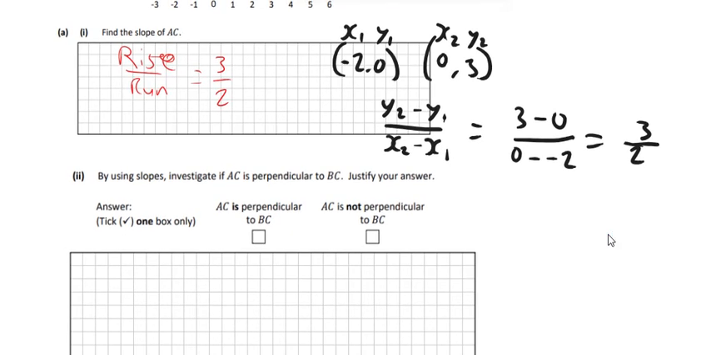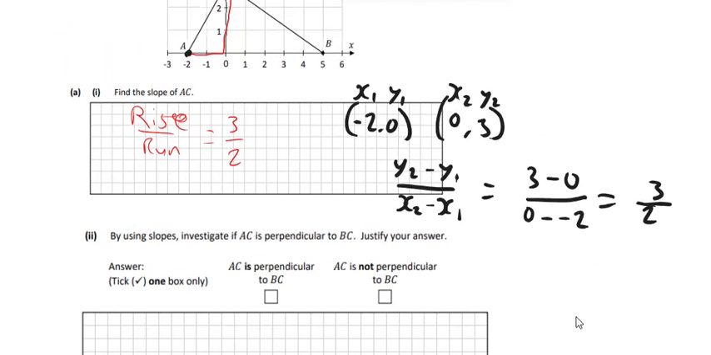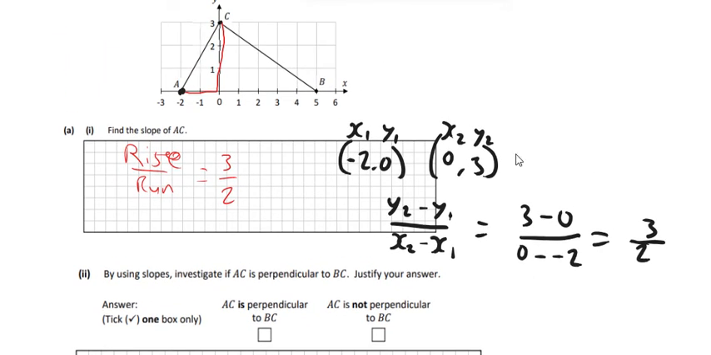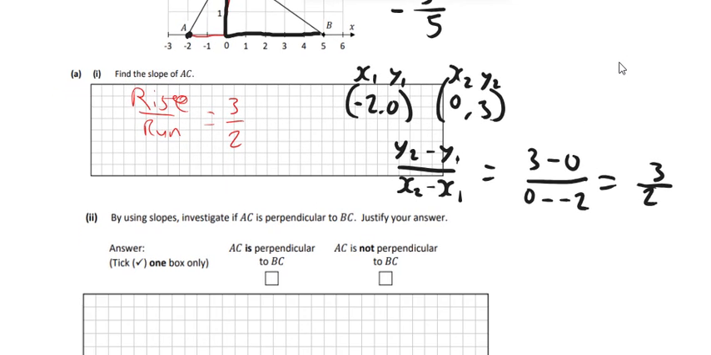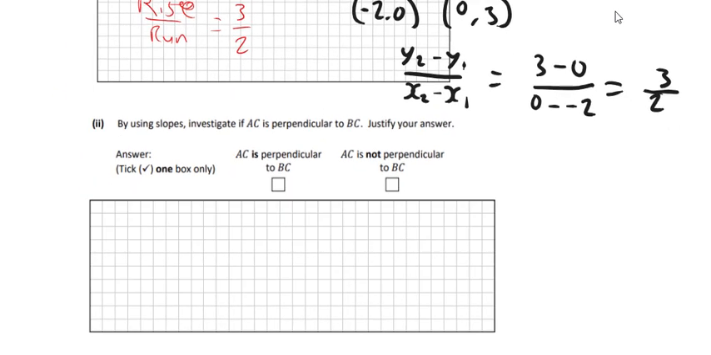By using the slopes, investigate if AC is perpendicular to BC. So let's work out the slope of BC here. So you can do the same thing again. You can use rise over run again, or you could go to that formula. Now I'm not going to do both ways this time, but you can see there that the rise is 3 and the run is 5. And this time the slope is falling from left to right, so it's going to be minus 3 over 5. So the slope of BC is minus 3 over 5.